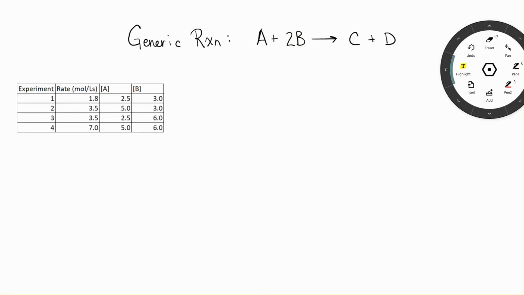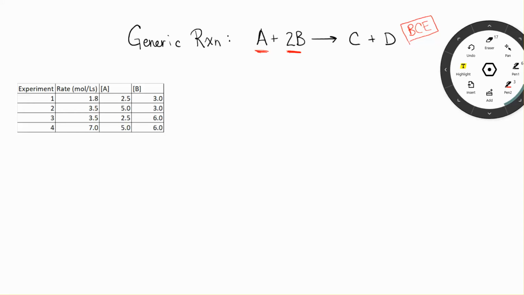Okay, in this video, I'm going to show you how to determine the rate law for a complex reaction that involves two reactants coming together. So here's our generic reaction where A reacts with 2B to form C plus C. It's really important to note that this is the balanced chemical equation, and the balanced chemical equation and coefficients have nothing to do with the order of the reaction at all. You need to determine the order of the reaction experimentally, and those experiments are shown over here.